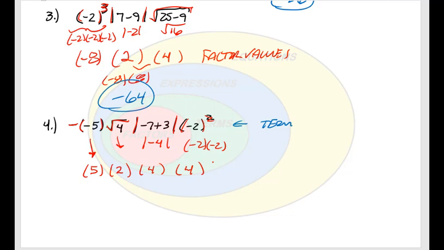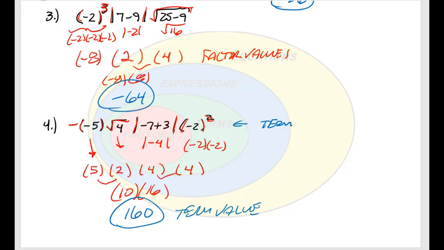So now we can just start multiplying, and you can multiply these in any order. So anytime I see like 5 times 2, I get 10, a factor of 10. It's probably the easiest factors to work with. 4 times 4 is 16, and 10 times 16 is 160. So the term value, you notice I'm using blue, the term value then is 160. Okay, so keeping track of factors, finding all the factor values, and then multiplying in any order to get the term value.